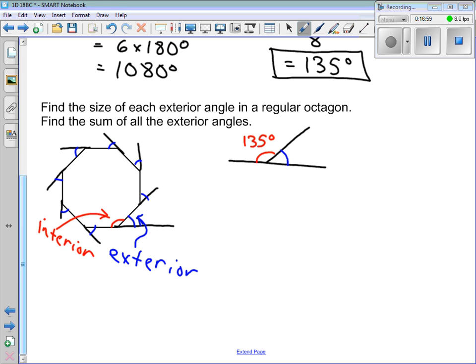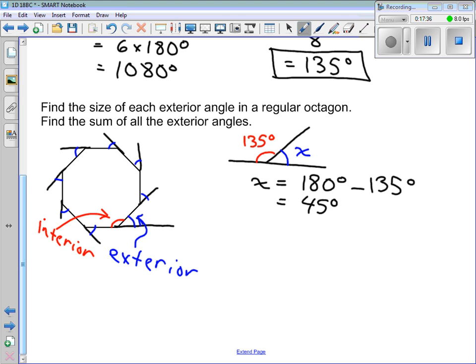How can that help us find what the exterior angle is? What do we know about these two angles here that sort of form this straight line? Chris? Yeah, this plus this gives us 180. So this angle in here, let's just label it as x. To figure out what that is, we're going to do 180 minus 135 degrees. 180 minus 135 is 45 degrees. So that exterior angle there is 45 degrees.